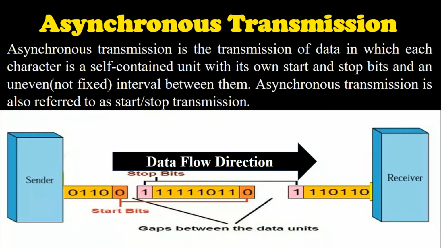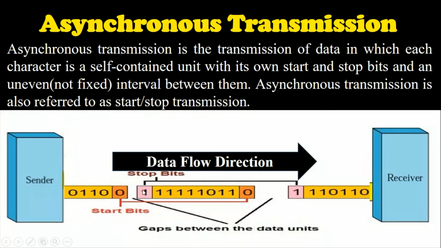Asynchronous transmission. Asynchronous transmission is the transmission of data in which each character is a self-contained unit with its own start and stop bit, and an even not fixed interval between them. Means there is no fixed time between two characters. As we can see, one device is the sender and the other one is a receiver, and data is sent character by character in 8-bit packets, and there is a start and stop bit. We can see the start bit is 0 and the stop bit is 1.